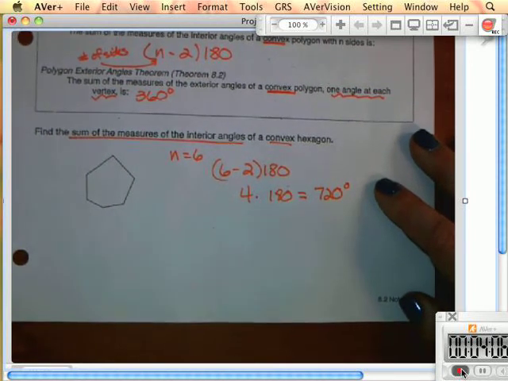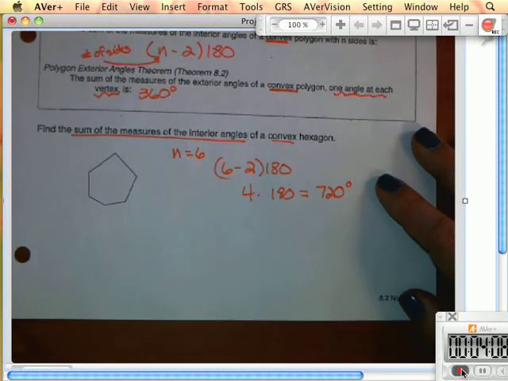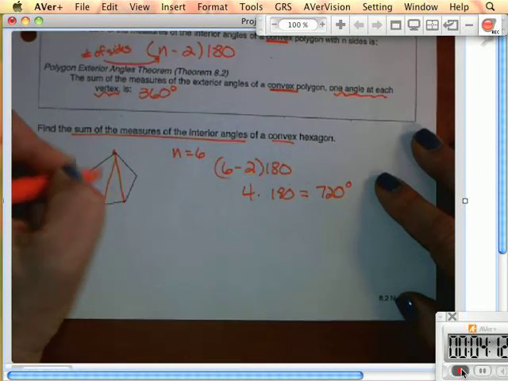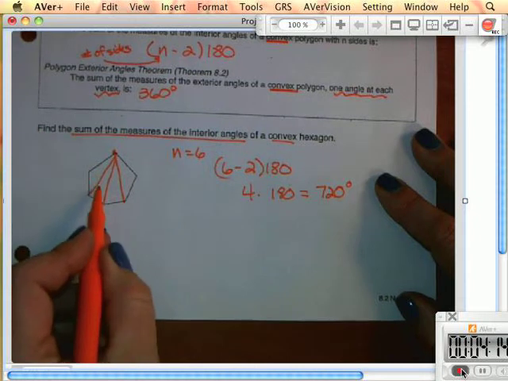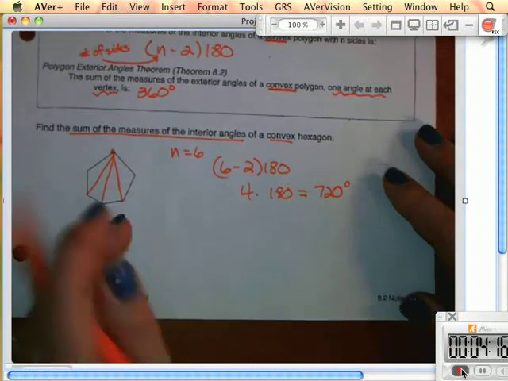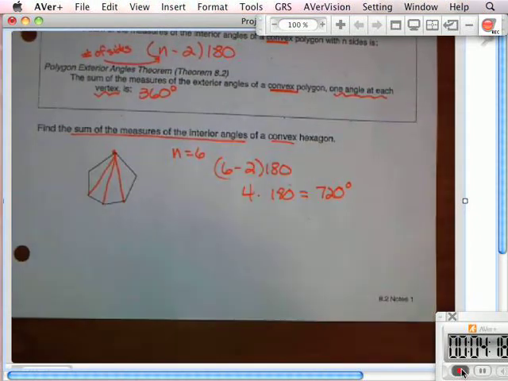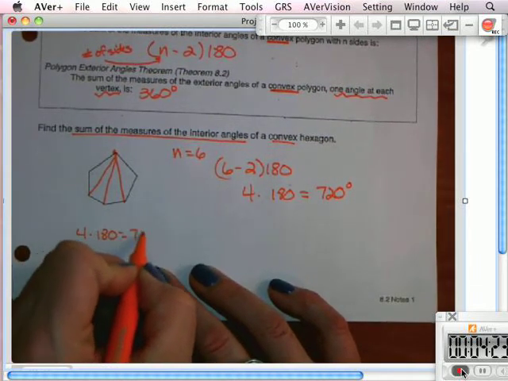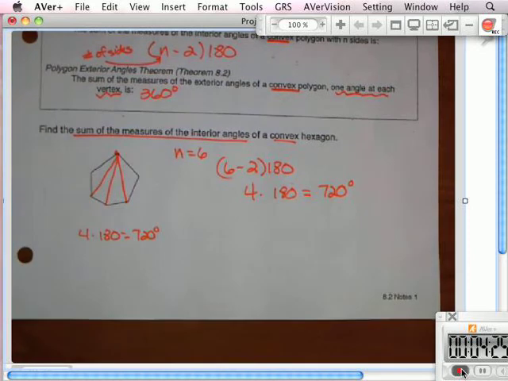If for some reason I just couldn't remember that formula, I could pick a vertex and draw diagonals. How many triangles do I have? 1, 2, 3, 4. Right? And then I know it's 4 triangles times 180, 720 degrees. Okay? So that's how you do that. All right, flip it over.